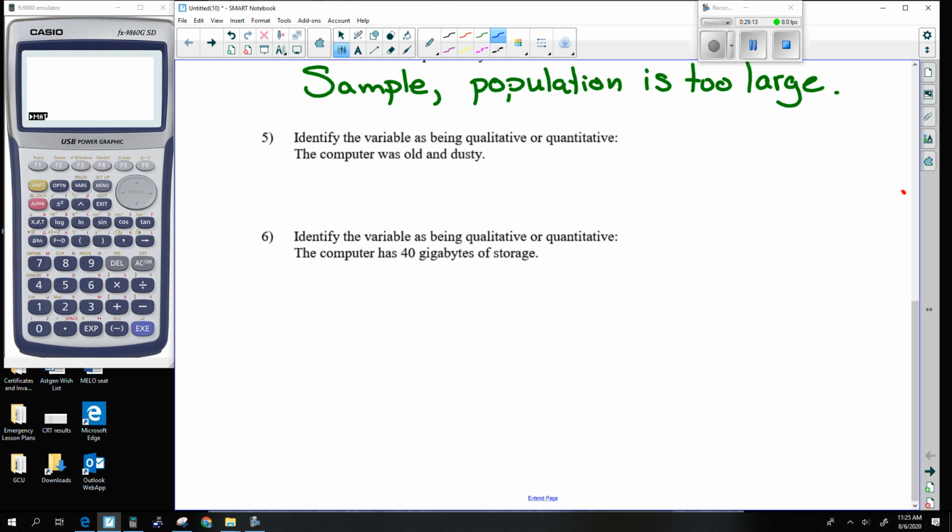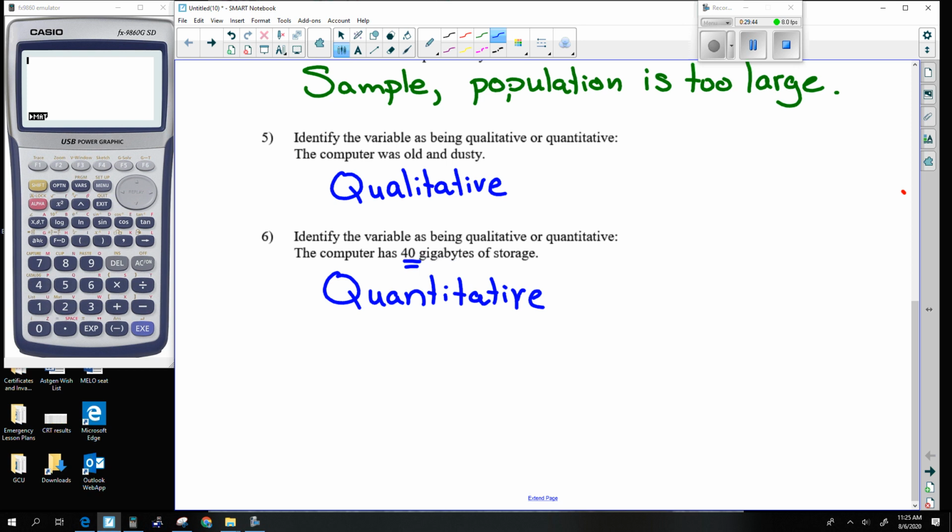So here we go. Identify the variable as being qualitative or quantitative. The computer was old and dusty. There's not a measurement in that. That is all qualitative. Identify the variable as being qualitative or quantitative. The computer had 40 gigabytes, that's a measurement. There you go. And that's what it is.